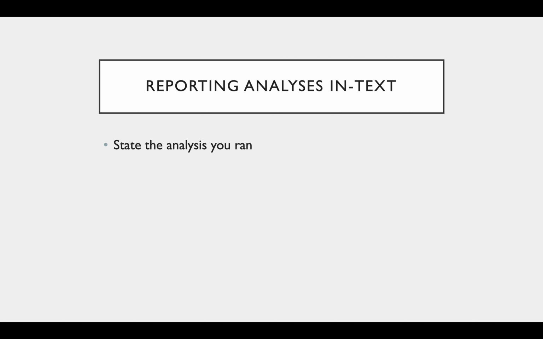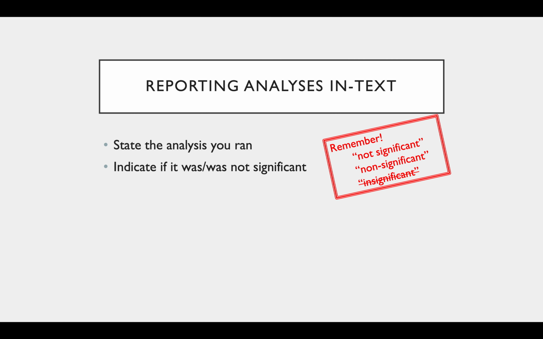Okay, so when it comes to reporting your analyses in text, the first thing you want to do is talk about what analyses you actually ran, right? And then you're going to talk about if it was or was not significant. And just remember here, just a note about language. You can say that something was not significant. You can say that an effect was non-significant, but we don't say that anything is insignificant, because insignificant is about the size of an effect, like something being larger or smaller. If something's really small, it's insignificant. Whereas when we're talking about statistics, it's not significant or non-significant. So just as a language point there.